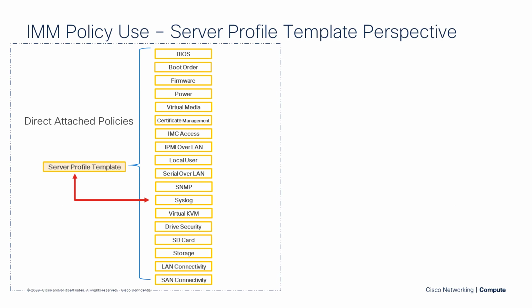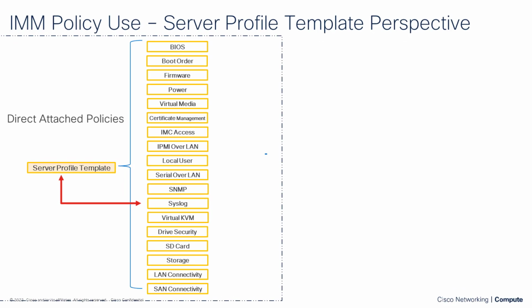So if we were to look at the map on how different policies attach themselves to profiles and templates, we will notice that in our case, the syslog policy that we're creating for the server profile would directly attach itself to the server profile template without any intermediate policies or connections in between. As far as the list goes, all these are direct attached policies, and we have individual videos created for individual policies. We cater to syslog, and the syslog policy is directly attached to the server profile template.